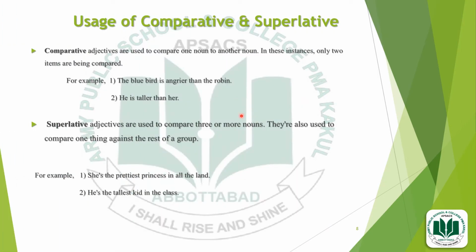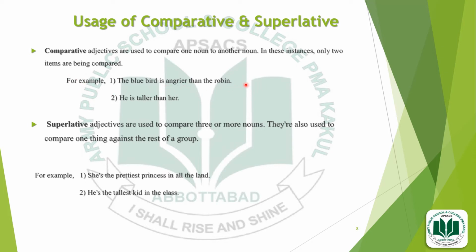Kids, now we will discuss comparatives and superlatives. Why are we discussing it? Because an exercise has been given to you in your textbook, on page number 39, in which you have to use comparatives and superlatives. Now before we switch to the exercise, we will see where we can use comparatives and where we will use superlative adjectives. Comparative adjectives are used to compare one noun to another noun.